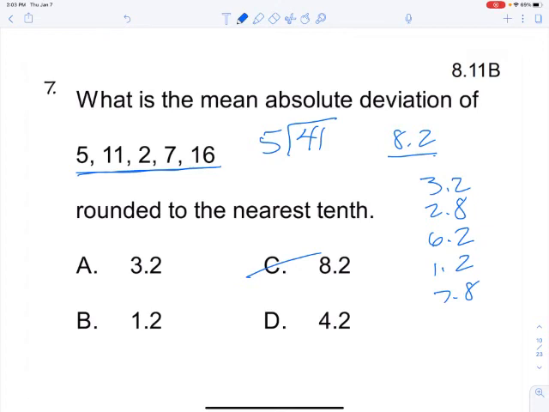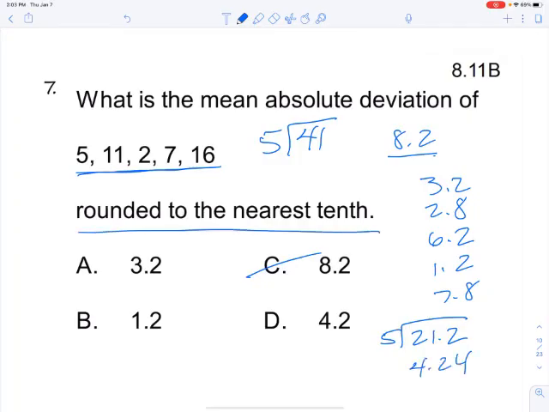And when you do that, you end up with 21.2. Okay, and then what we do is we divide that number by 5 as well. And when you do that, you end up with 4.24. And this says round to the nearest 10th. So that means my answer is D.